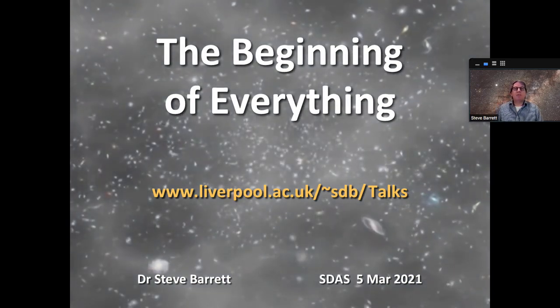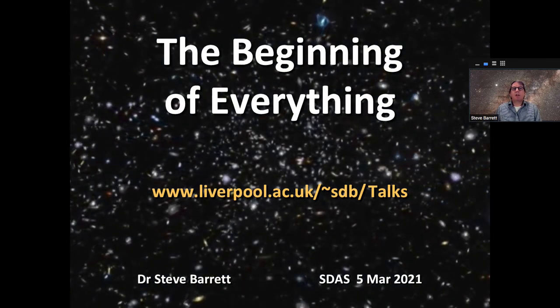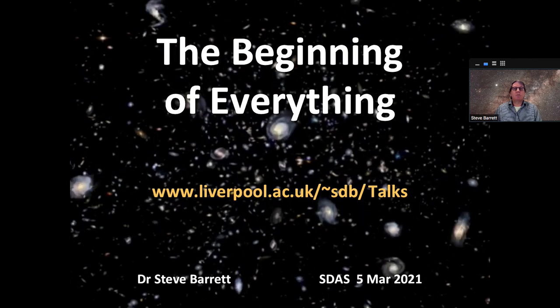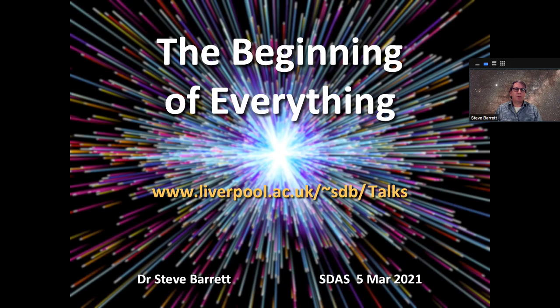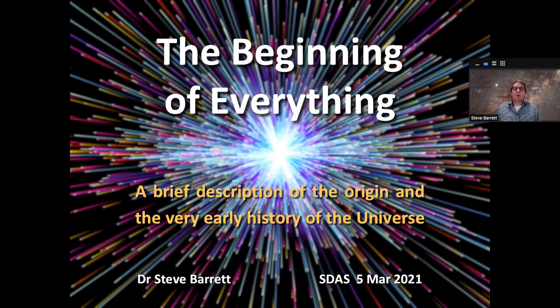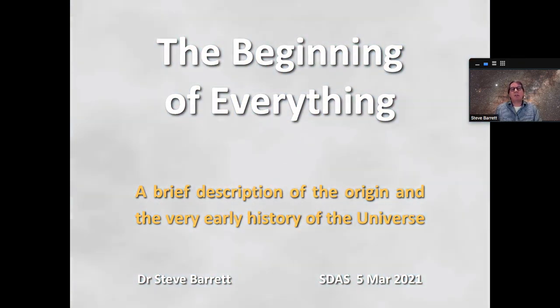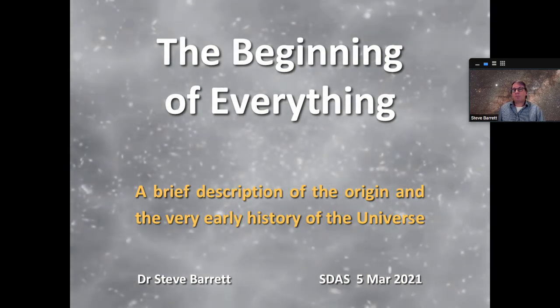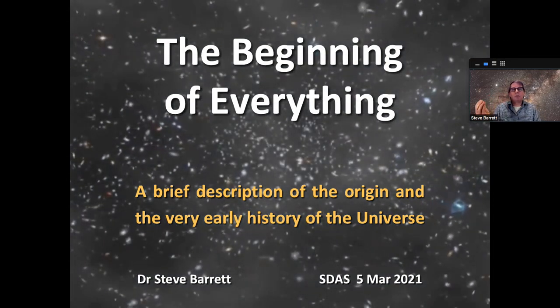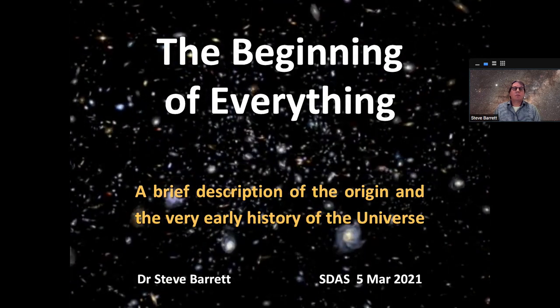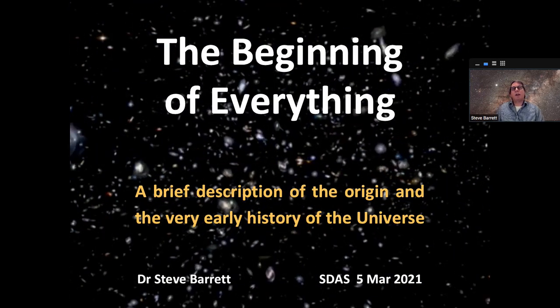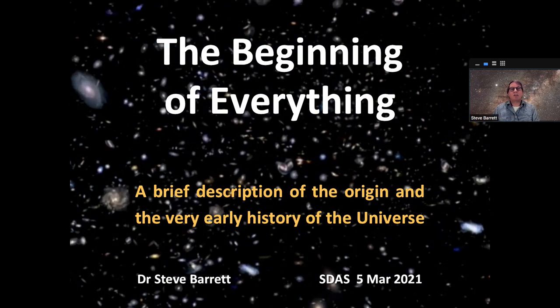And as you can see from the subtitle on the next slide, what I'm talking about is, excuse me, let me just make sure PowerPoint is responding, there we go. I'm talking about a brief description of the origin and the very early history of the universe. How did we go from the Big Bang to get to where we are today with a universe full of galaxies?